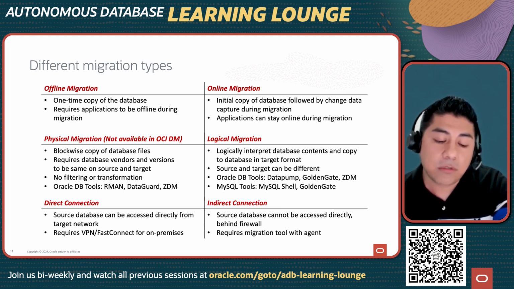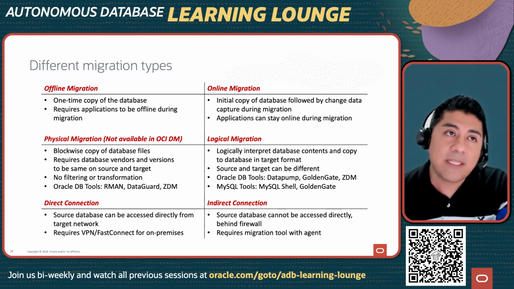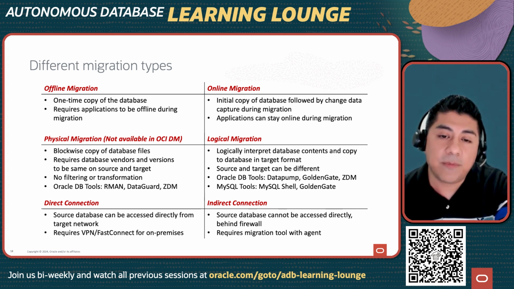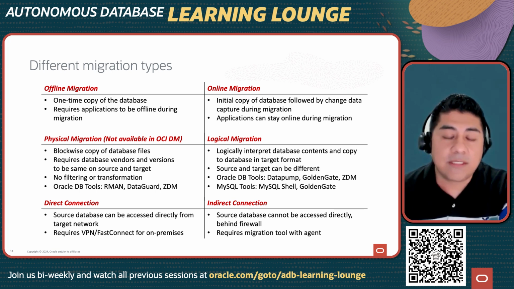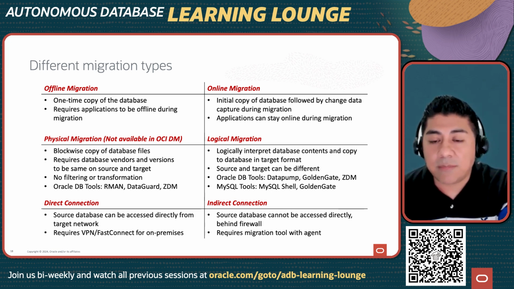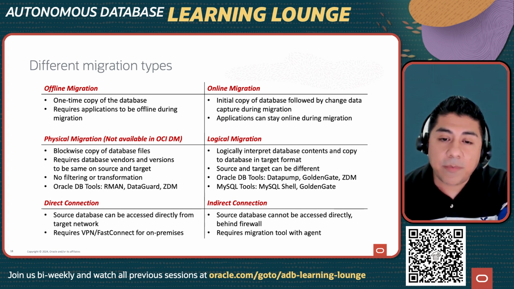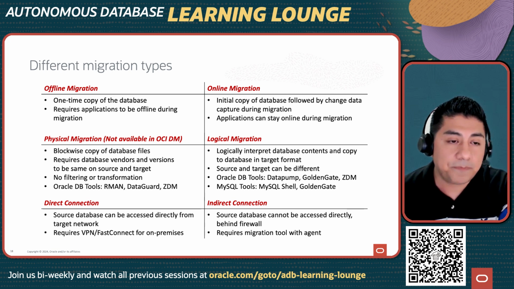On the other side, we have the logical migration, which is supported. So basically, we have the source and the target, and it's an interpretation. The contents are copied to the target format. So you can have a source which is different to the target and still complete the migration with no issue. And also you can pick and choose and maybe just migrate some schemas or whatever type of object you want to select, but you don't need to do a complete migration. And the tools are, for Oracle, Data Pump, GoldenGate, and ZDM, and I mentioned MySQL Shell and GoldenGate.